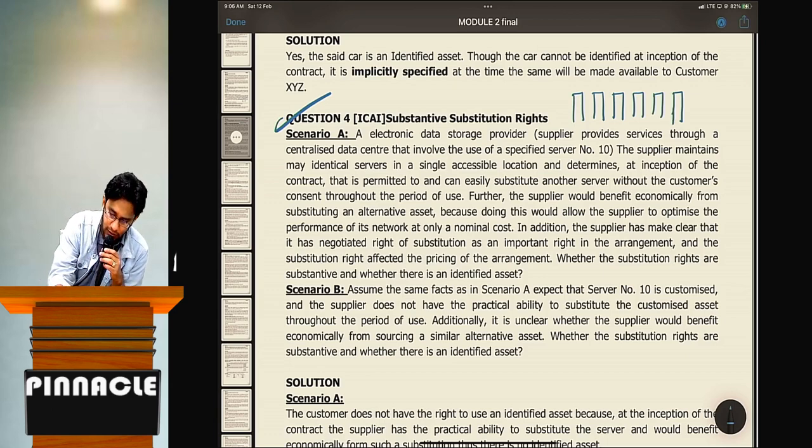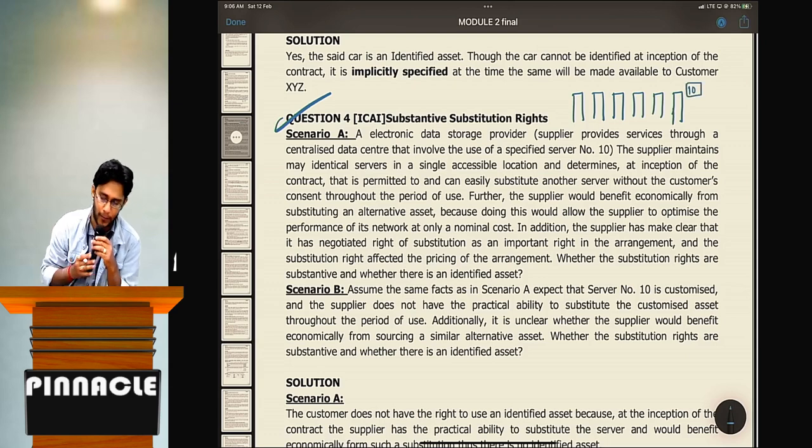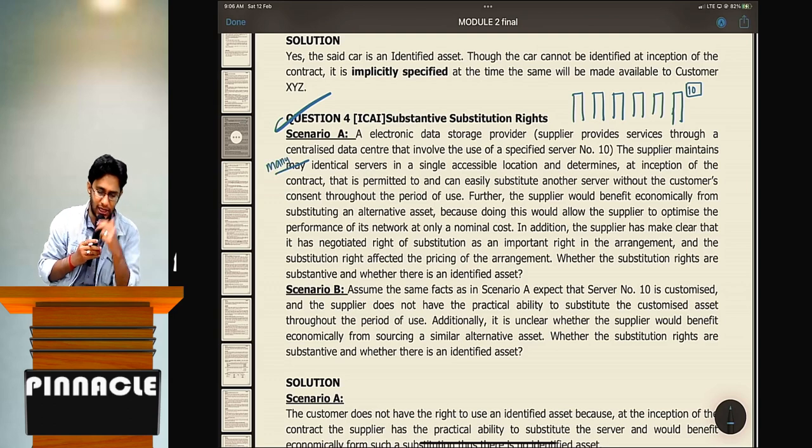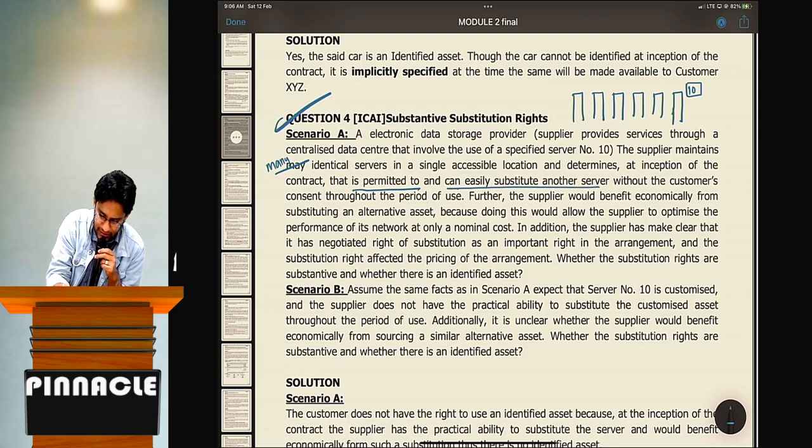So, in this, server number 10 is also there. Read. The supplier maintains many identical servers in a single accessible location and determines at inception of the contract that it's permitted to and can easily substitute another server without the customer's consent throughout the period of usage. Moreover, the supplier would benefit economically from substituting an alternative asset because doing this would allow the supplier to optimize the performance of its network at only a nominal cost.